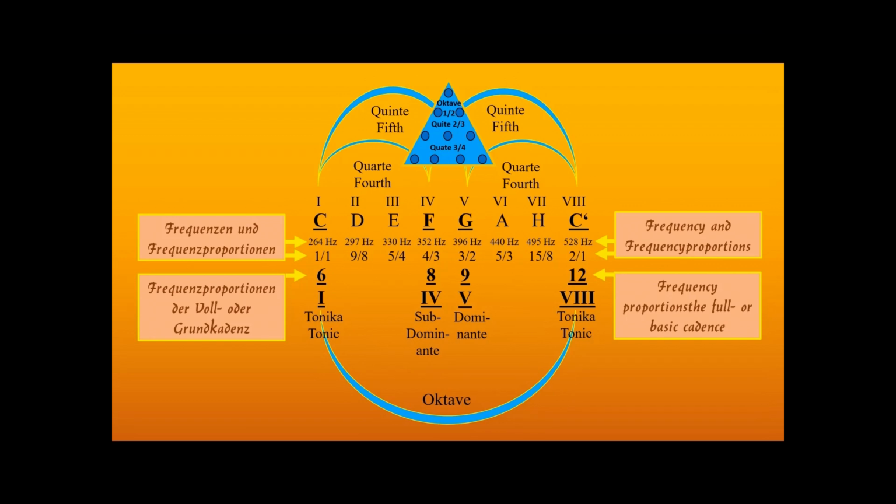Usually, triad sounds are placed over these four basic tones and are referred to as the basic or full cadence: tonic, dominant, subdominant, tonic. These tones have a frequency ratio of 6 to 8 to 9 to 12. These are the tones 1, 4, 5, 1 or 8.